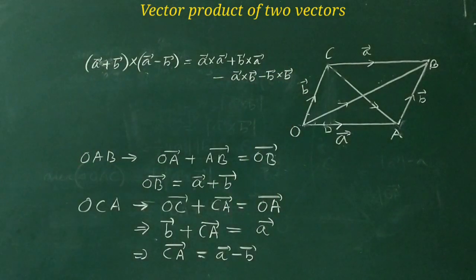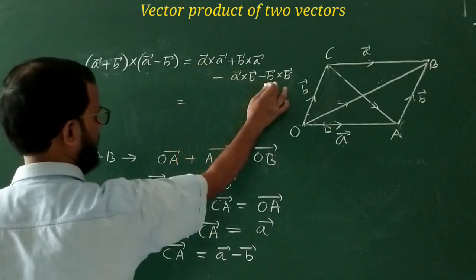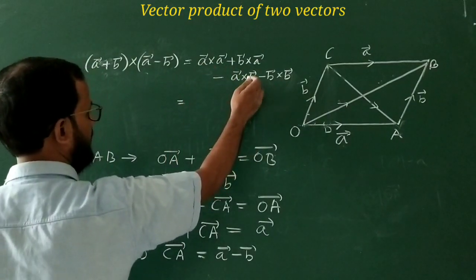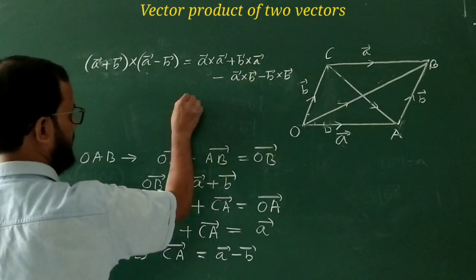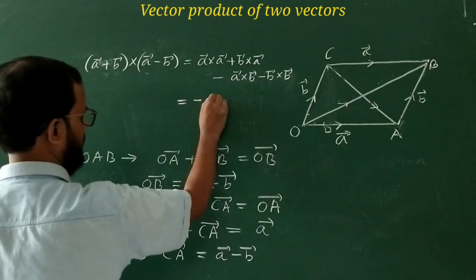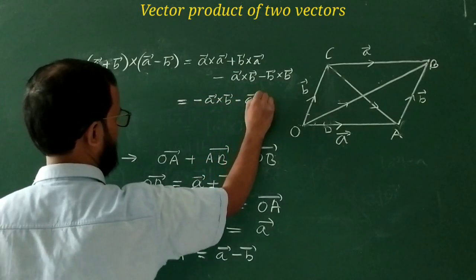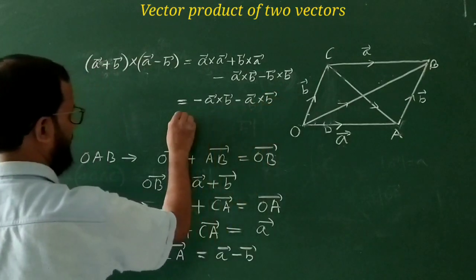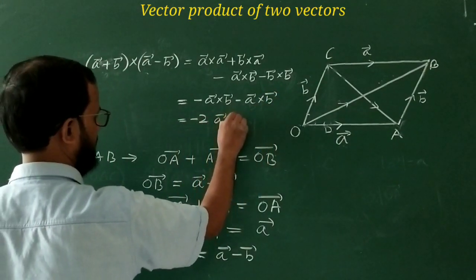I hope you understand. What does the cross product of the same vector, A cross A, give? It gives 0, so this becomes 0, and this also becomes 0. And B cross A can be written as what? B cross A can be written as minus A cross B. And it is also already minus A cross B, and finally you are getting minus 2 into A cross B.